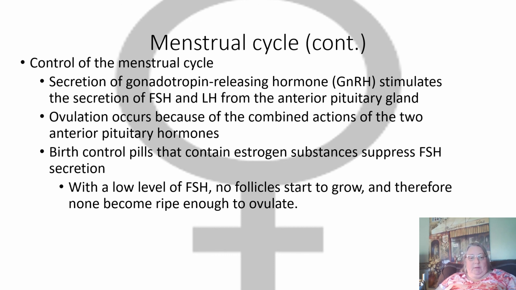Birth control pills, on the other hand, contain an estrogen substance, which suppresses the follicle-stimulating hormone. And with a low follicle-stimulating hormone, no follicles start to grow, and therefore none become ripe enough for ovulation.